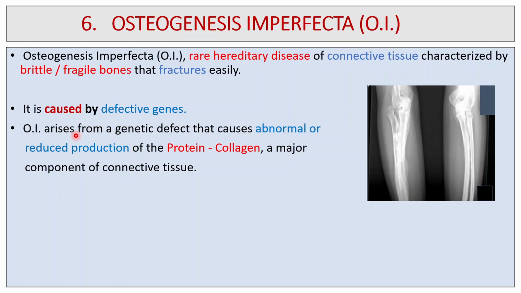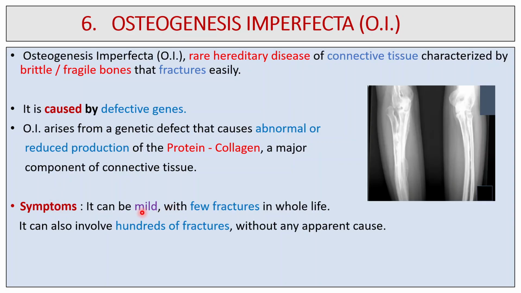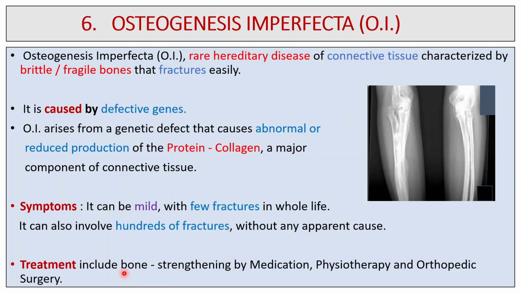Osteogenesis imperfecta arises from a genetic defect that causes abnormal or reduced production of a protein called collagen, a major component of the connective tissue. So, it is a hereditary disease of the connective tissue. Symptoms can be mild, with few fractures in a whole life, but it can also involve hundreds of fractures without any apparent cause. Treatment includes bone strengthening by medication, physiotherapy, and orthopedic surgery.